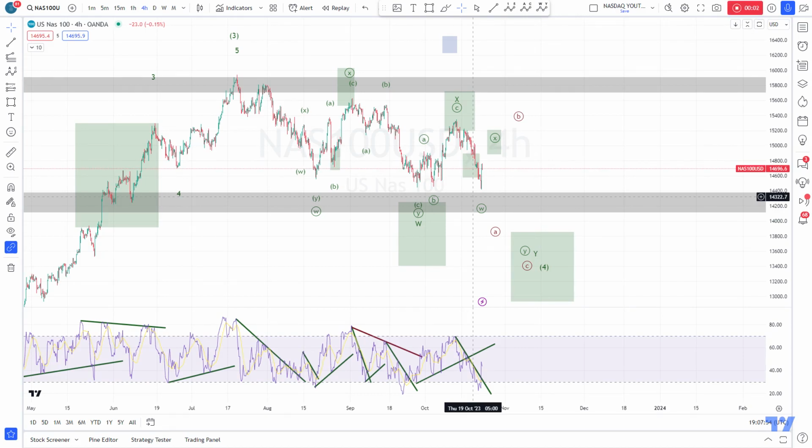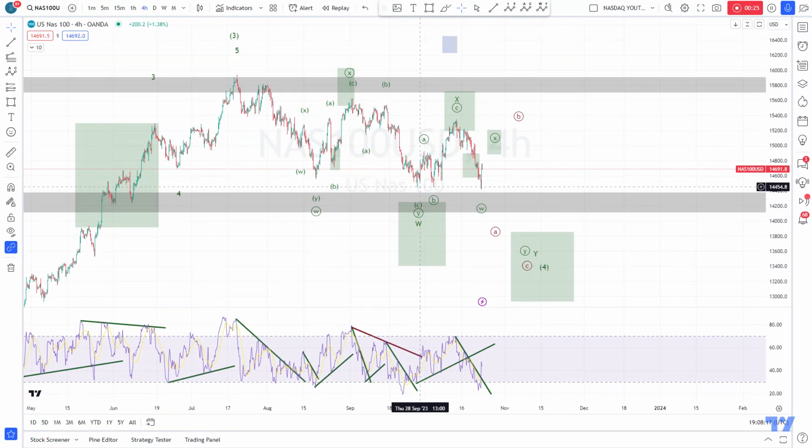Hello everyone, Andy here. Let's have a look at the NASDAQ futures for Tuesday, October 24. For the record, today is Monday, October 23. Time is around 7 p.m. GMT. So now we have confirmation that our wave 4 was not in yet.